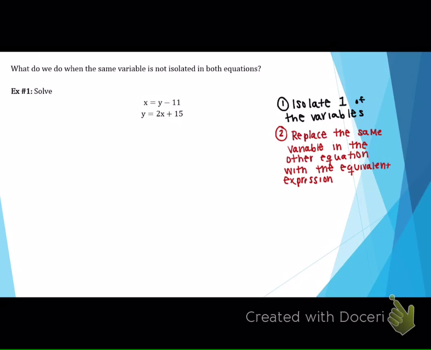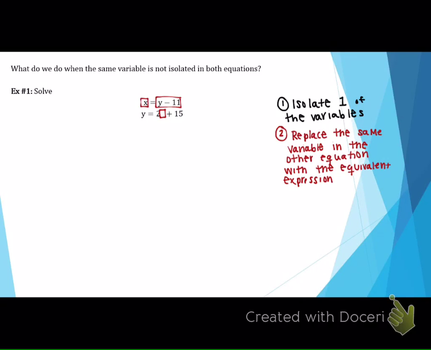Okay, so let's just look at this one. X is the same thing as y minus 11. Do you guys agree that these two things are the same? And we see another x down here. Do you guys agree that that's another x down here? So if two things are the same, we can replace them, right? So we can take this x, erase it, and what can we replace that x with?